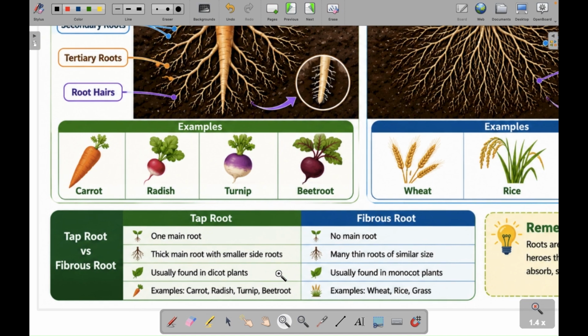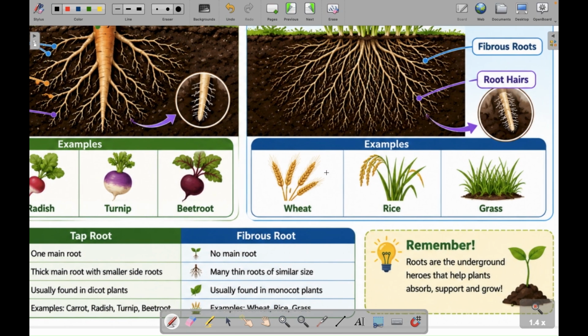Then we look at some examples. What are some examples of the taproot system? All the foods that grow underground are examples of the taproot system. For example, carrot. You can see it has a very large root. Radish is also a type of root. Turnip is also a type of root because all of these grow underground. Beetroot is also a type of taproot system.